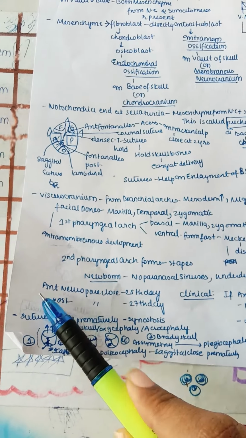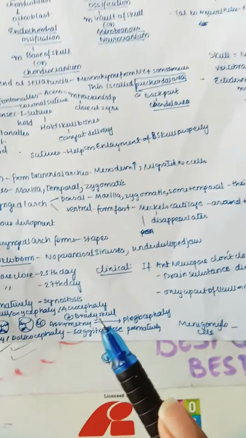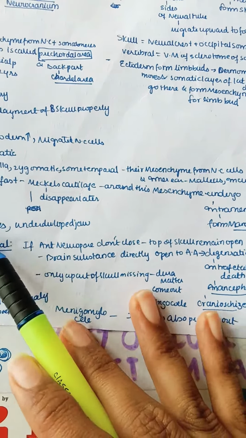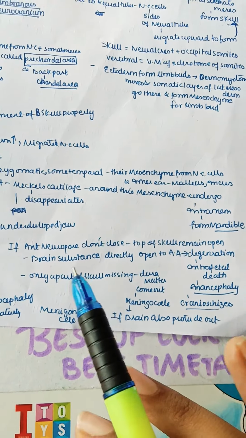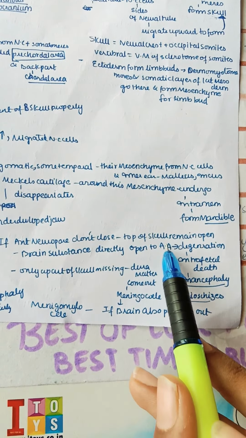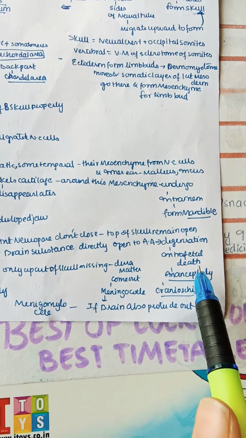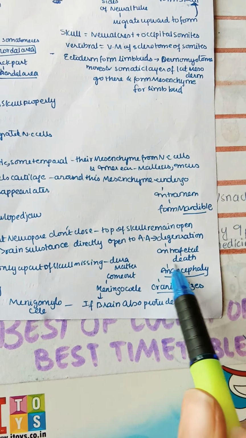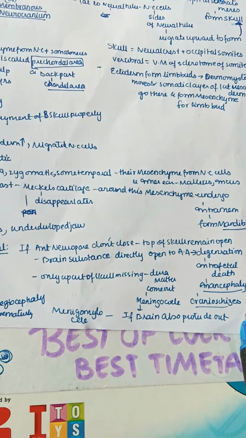And one more important point is that the anterior neuropore mainly closes on the 25th day and the posterior should close on the 27th day. Clinically, if the anterior neuropore is not closing, then the top of the skull always remains open, so the brain substance is directly open to the amniotic cavity and it undergoes degeneration, and intrauterine fetal death takes place, and that is called anencephaly, and also they may cause craniorachischisis.